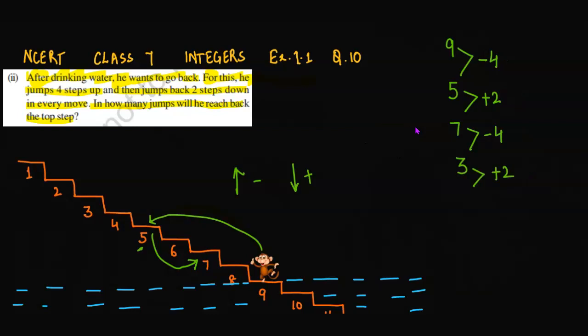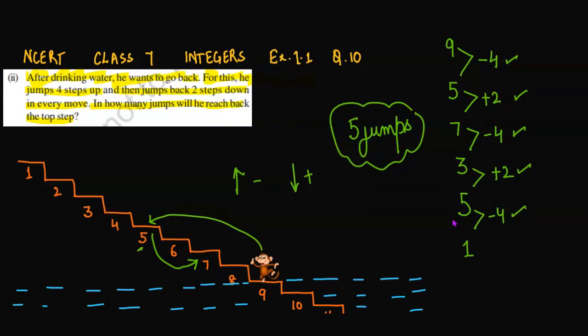So plus 2, he will reach 5. Then again minus 4, he reaches the first step. So let's count the number of jumps: 1, 2, 3, 4 and 5. So in 5 jumps, he will reach step number 1. So without making the diagram, now we can solve it using the series.